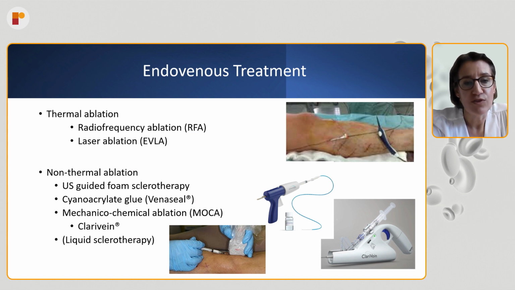So when we're talking about endovenous treatment, we're talking about thermal ablation or non-thermal ablation techniques. Thermal ablation is radiofrequency ablation or laser ablation, so endovenous laser ablation. I've put a picture at the top of the screen of a radiofrequency catheter in someone's great saphenous vein. The non-thermal ablation techniques, of which there are various, include ultrasound-guided foam sclerotherapy. The picture at the bottom left shows foam being delivered into a venous tributary. Cyanoacrylate glue can also be used, as can mechanico-chemical ablation with devices such as the ClariVein.